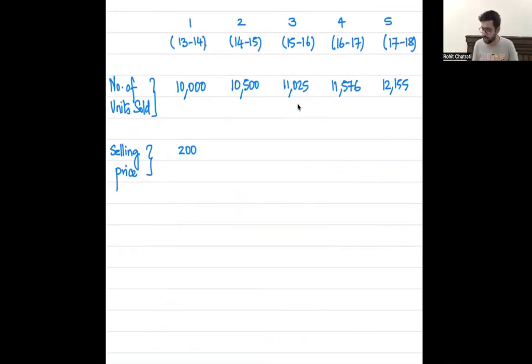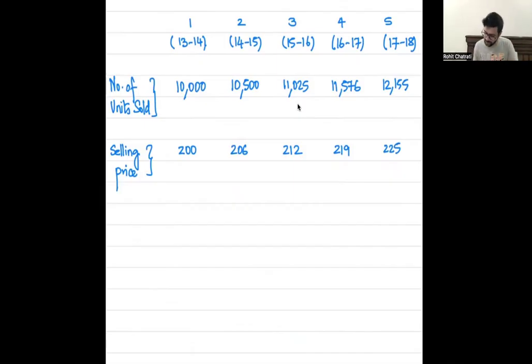So in year 2, it will be 206. 200 into 1.03 will be 206. Further into 1.03 will be 212. It's actually 212.18, but I'm rounding because ICAI has also rounded it. In year 4, it will be 212 into 1.03, which is equal to 219, and then further into 1.03 will be 225. So we start with 200 as the selling price per unit, and that will increase by 3% each year.